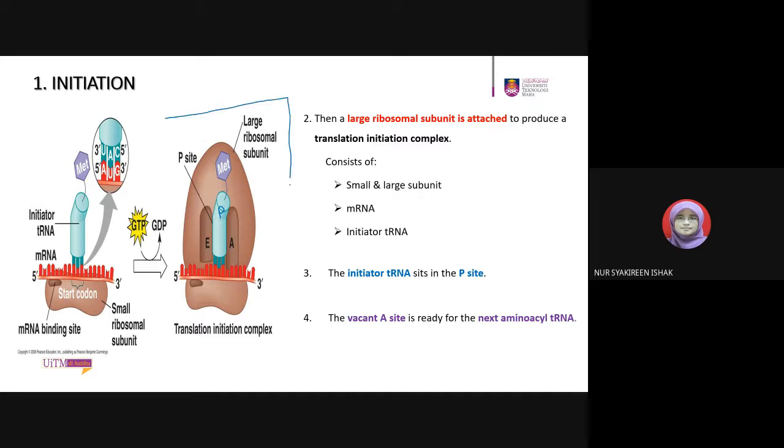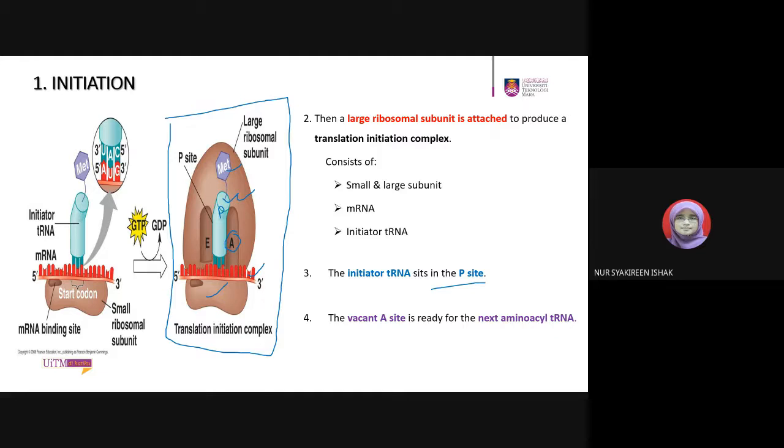So this is the translation initiation complex. You have the small ribosomal subunit, you have the large ribosomal subunit, you have the initiator tRNA that brings methionine. These make up the translation initiation complex. The initiator tRNA must sit in the P site. So now you have a vacant A site. The A site is now empty, vacant.